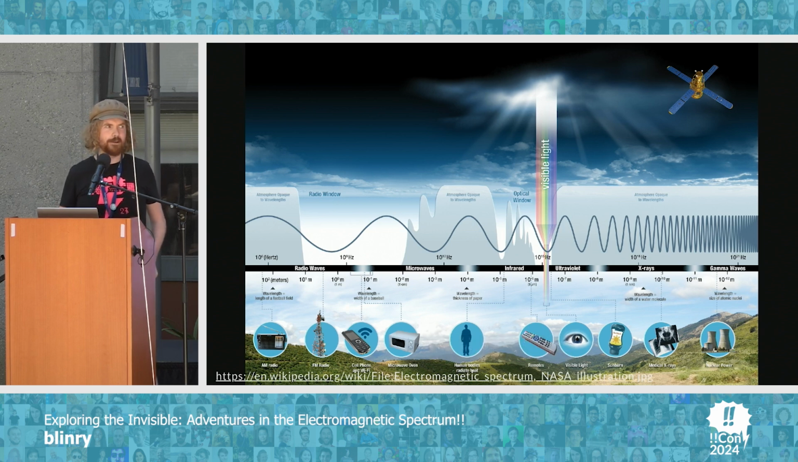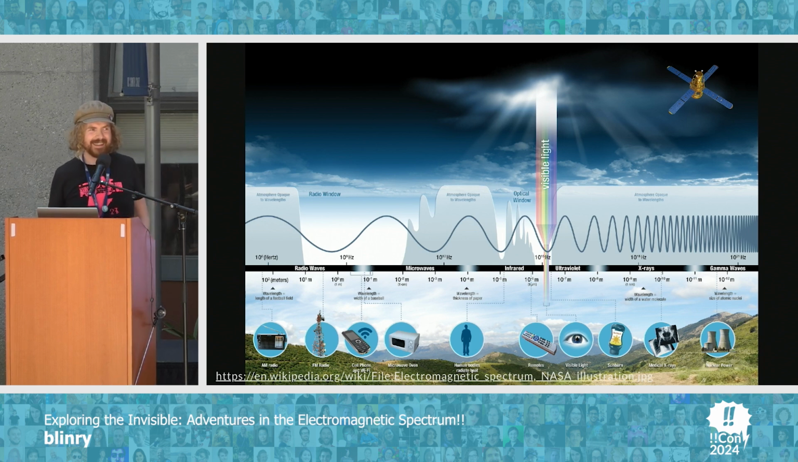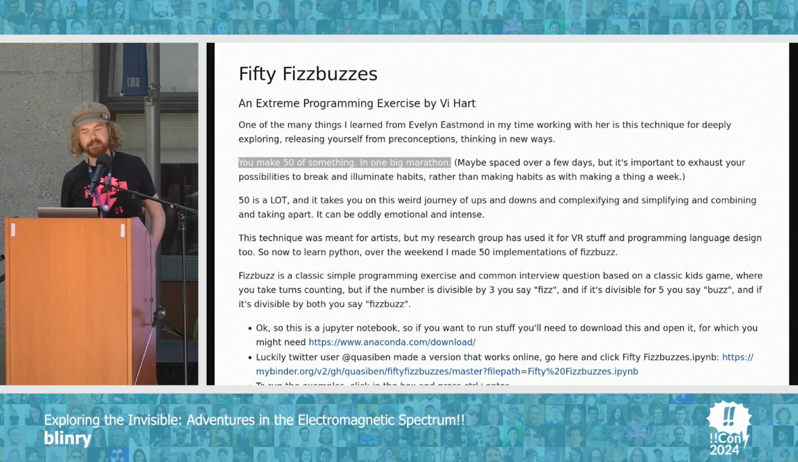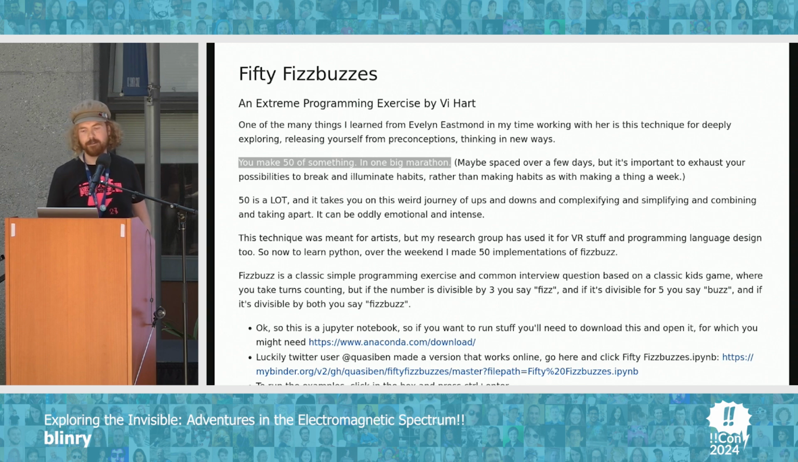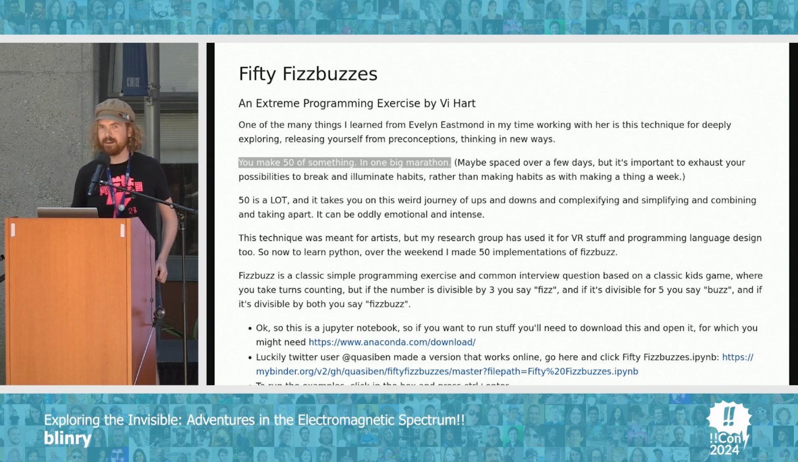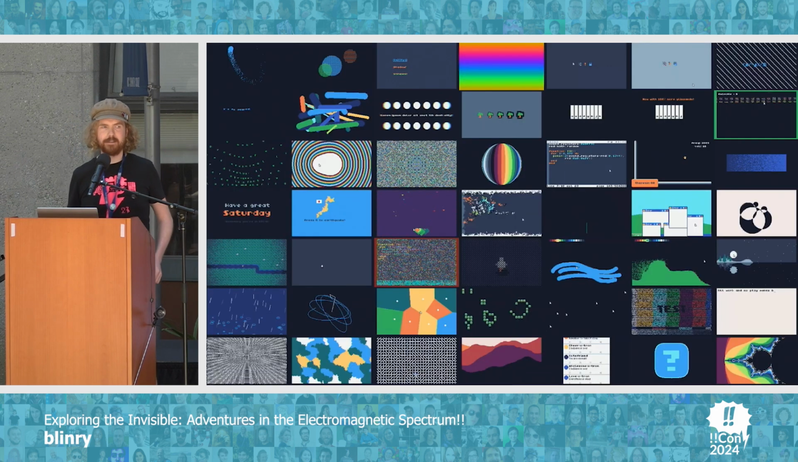And I wanted to learn more about that in the beginning of this year. So I remembered a learning technique I'd heard about by Vi Hart, which is the make 50 of something technique. You make 50 of something in one big marathon. And this is supposed to exhaust your ideas of what you can do in a certain field. Vi Hart used this to learn Python by making 50 small Python programs. And I had already tried this for making 50 tiny video games in a weekend, which was really exhausting and really fun. And so I thought, why not do that again?